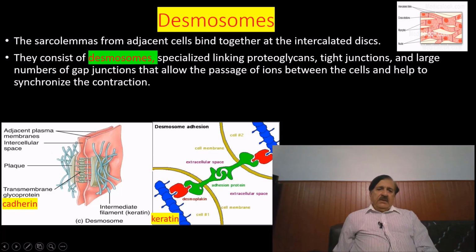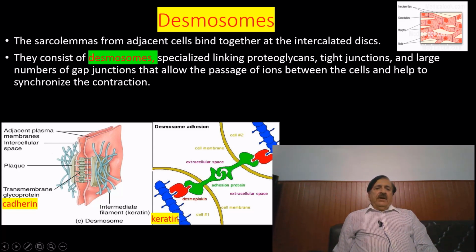The green color proteins are actually located intercellularly and they are called cadherin. The red one is desmosome and the blue one is keratin, and they connect the two myocardial cells tightly with each other, so that during contraction they are protected from derangement.